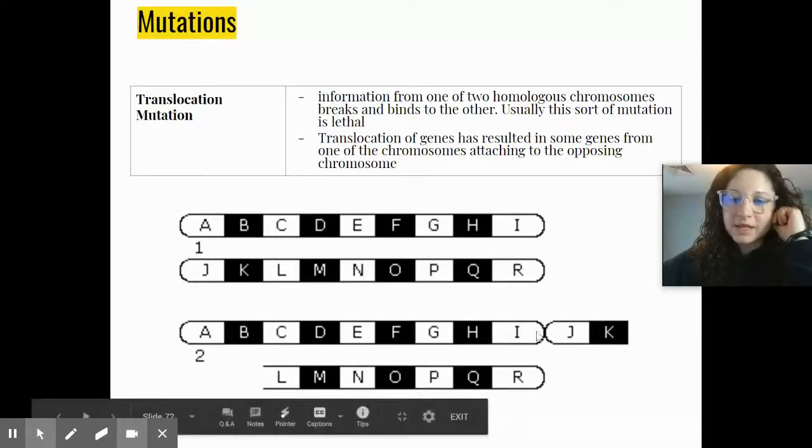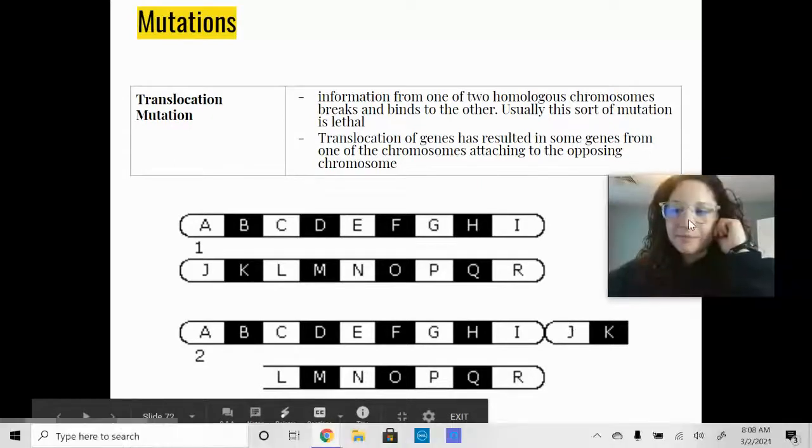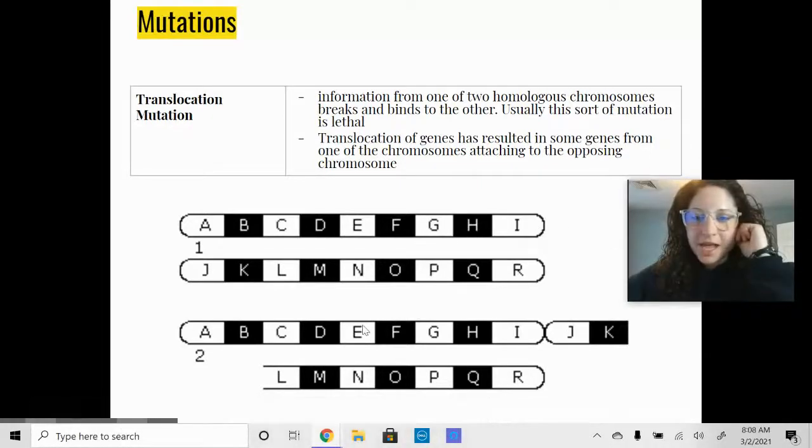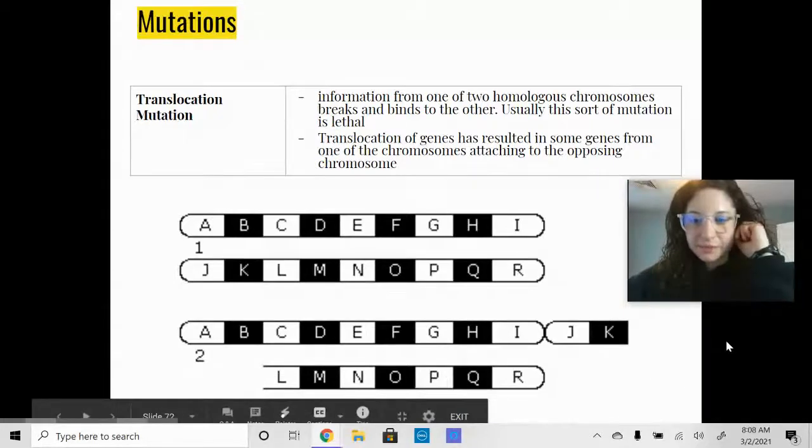So that's why this one can be such a dangerous type of mutation to have, and it is pretty deadly. Like the baby won't even be formed.